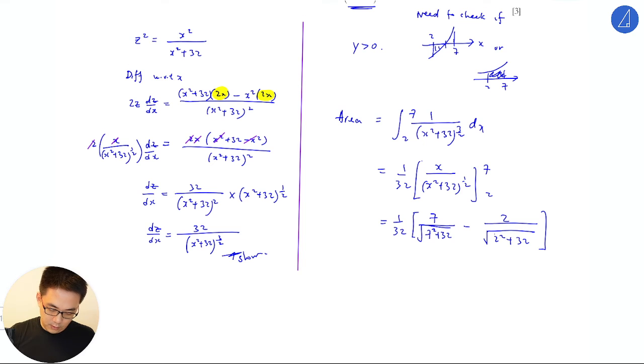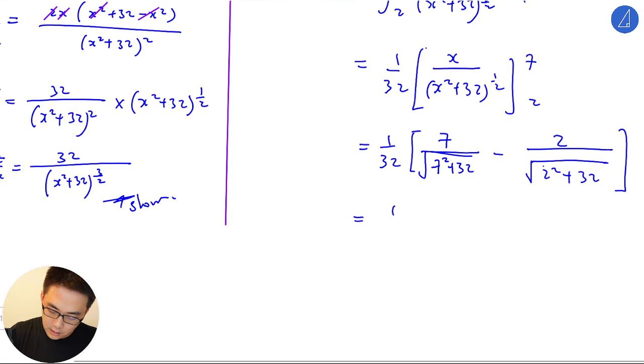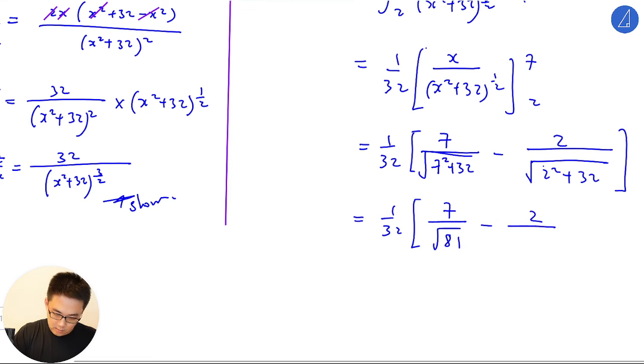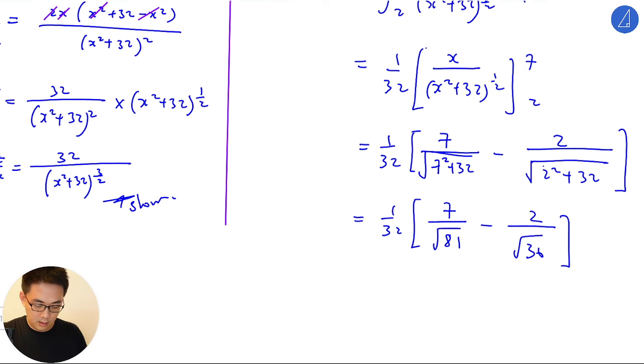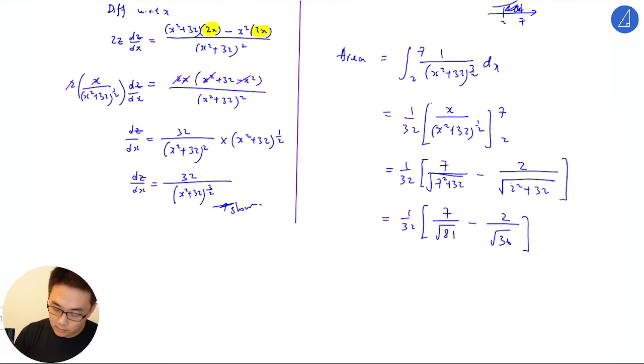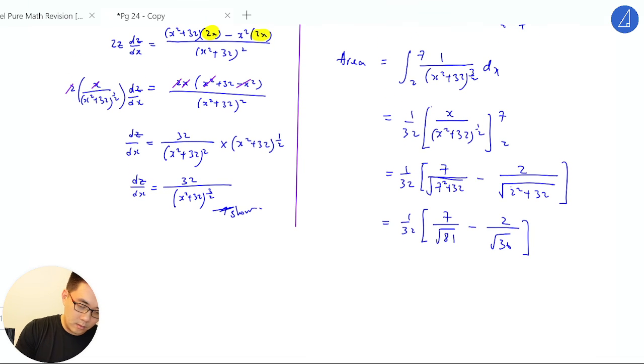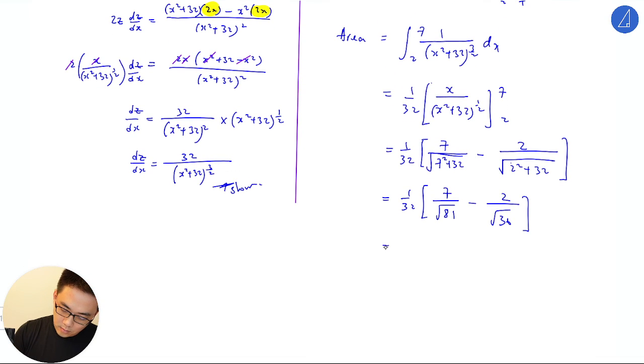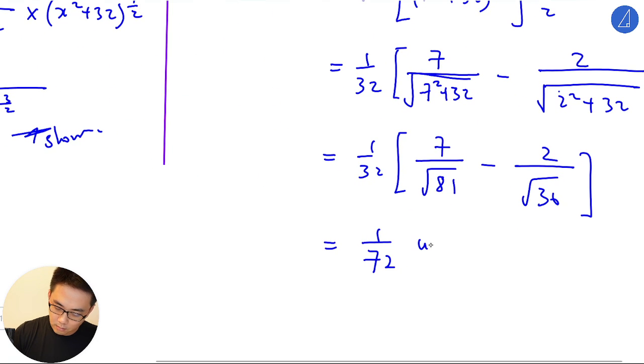81, 4 plus 32, 36. 81. In the calculator lah. 7/9 minus 2 over 6. 32. 1 over 72.